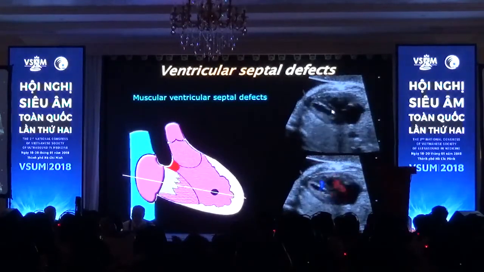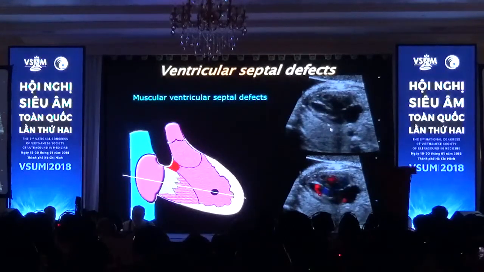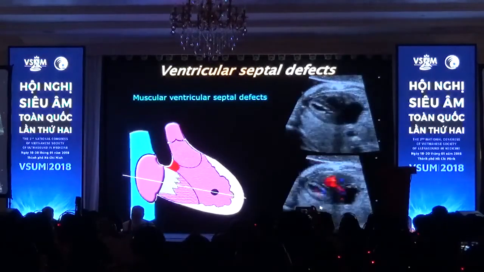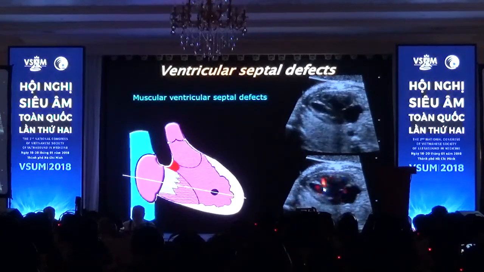Other example, if anyone can see the defect here, you are much better than me. I don't see the defect. Let me replay the color clip here, and you see the defect here. What is the color of the flow in the defect? Is it blue or is it red?